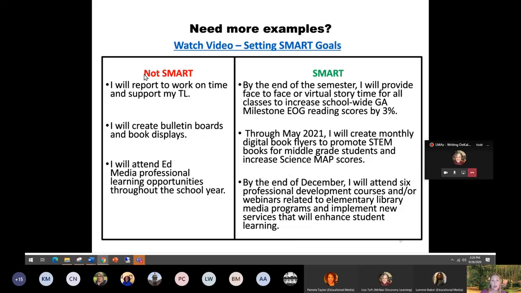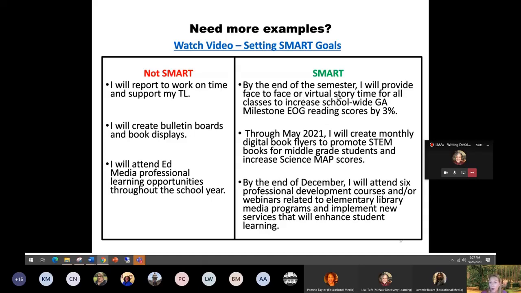So here are some examples on the left-hand side of the chart. These are goals that are not SMART because one or more of those traits or qualifications are missing. I will report to work on time and support my teacher librarian. Yes, reporting to work on time and supporting your teacher librarian should help improve student achievement, but it's not specific. And it's also a job duty. That's just a normal expectation of what everyone should do. That's not necessarily a goal, that should be a given.